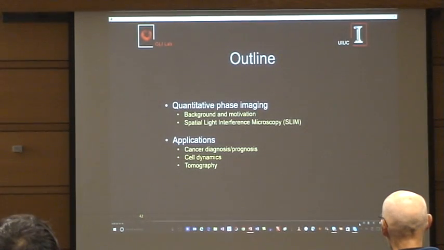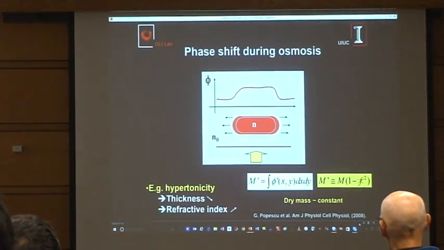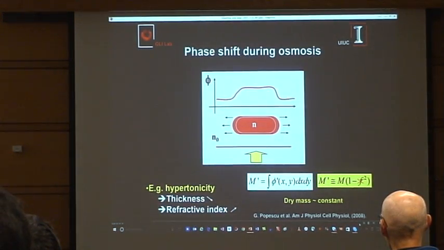Okay, let me move to a completely different application. And that is cell dynamics. Some of you may know that if you measure the phase through an object, and let's say there is water coming in and out of the cell, let's say there is water coming out of the cell, so it's under osmotic stress.